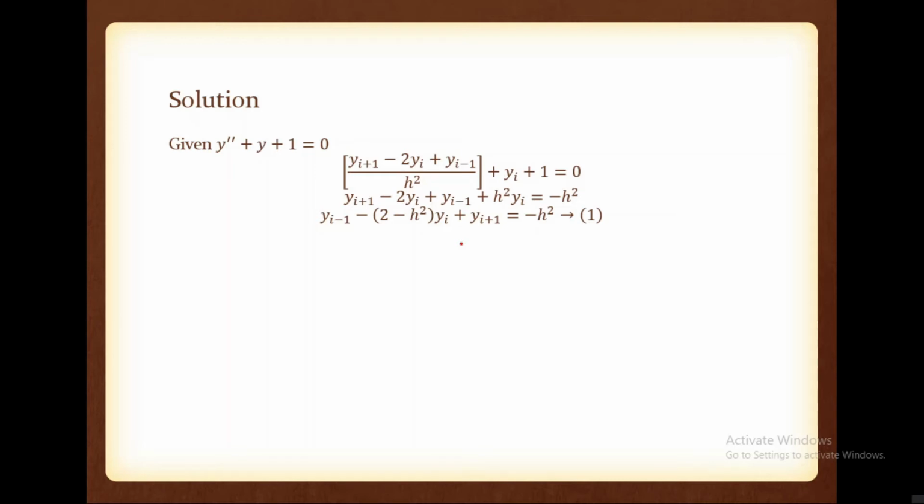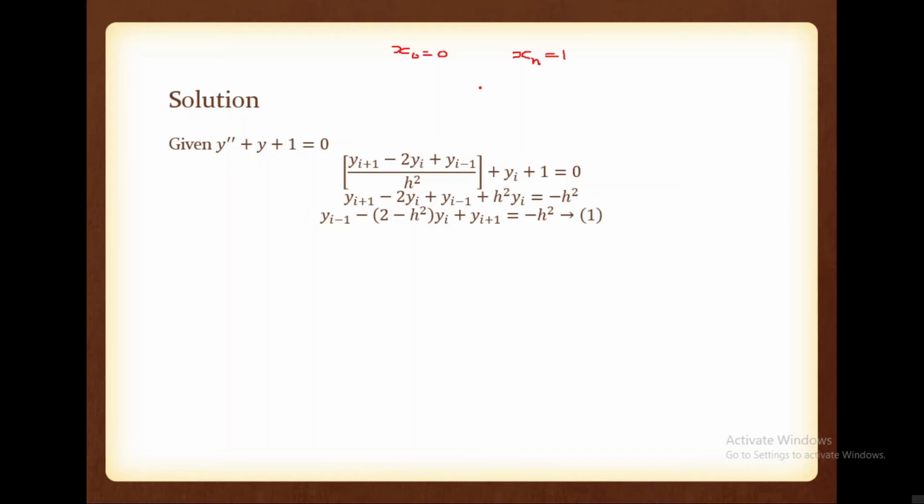Now take the initial conditions. What are the conditions given? The conditions given are x0 equal to 0, and corresponding to x0 equal to 0, we have y0 equal to 0. And what is the next one given? xn, the last value, is xn equal to 1. x0 equal to 0, xn equal to 1.